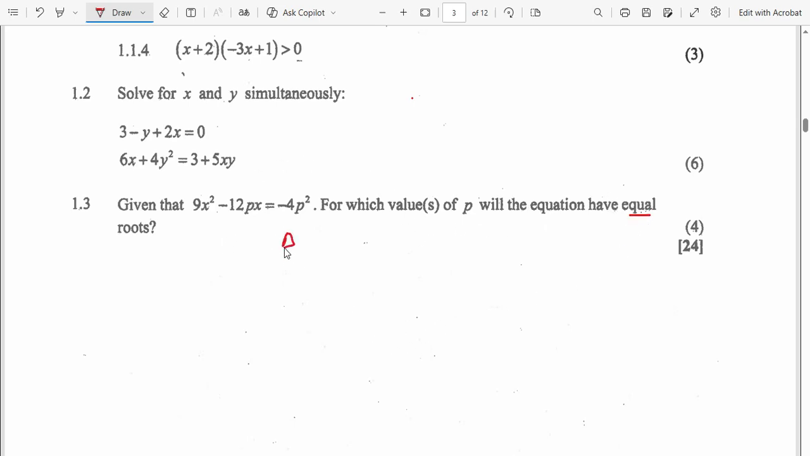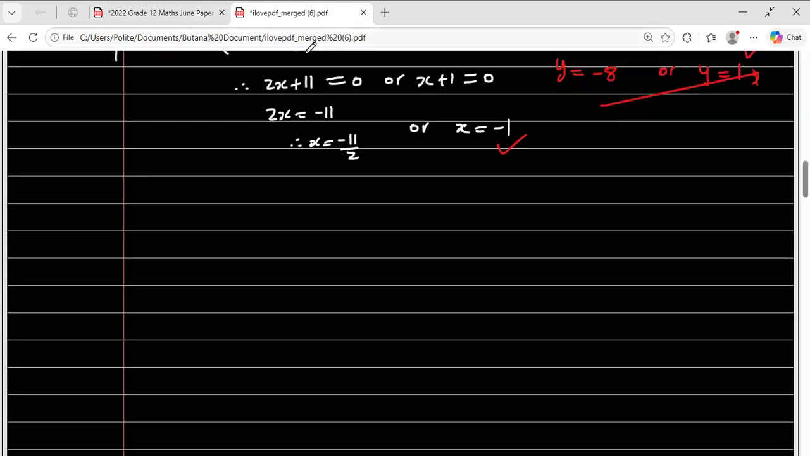Guys, if the equation has equal roots, the discriminant is equal to 0. Remember, the discriminant is equal to b squared minus 4ac. So let me rewrite the equation, then we'll take it from there.